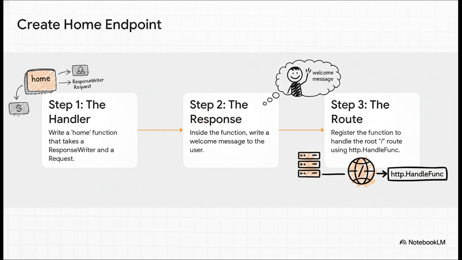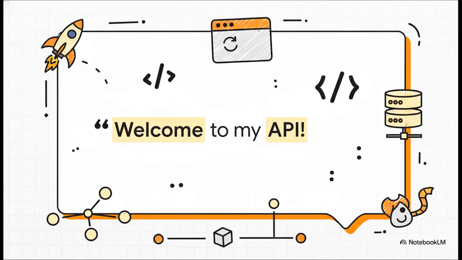We use the http.Handle function to say, hey server, anytime someone comes to our main front door, which is the / path, I want you to send them over to our home function to be handled. And boom, this is the result. If you run your code right now and go to localhost:8080 in your web browser, this is exactly what you'll see. You've just created a live working API endpoint. Seriously, congratulations, that's a huge first step.